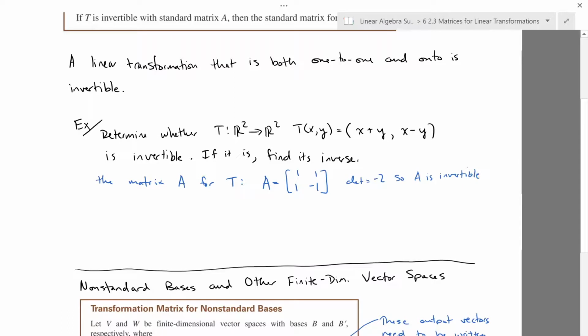Well, that means T is also invertible. So what is A inverse? It's 1 over negative 2, and this becomes minus 1 and then 1. This becomes minus 1. This becomes minus 1. And multiplying, what do we have? 1/2, 1/2, 1/2, negative 1/2.